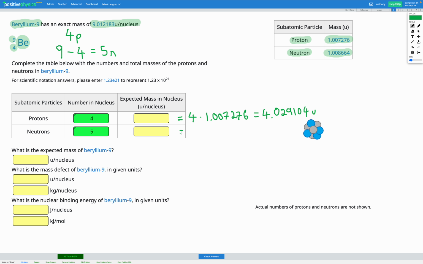And for neutrons, we've got 5 of them, and we know from the table that the mass of a neutron is 1.008664. So if we calculate that out, we're going to get a total mass of 5.043320 U. So we can go ahead and fill that into our table.